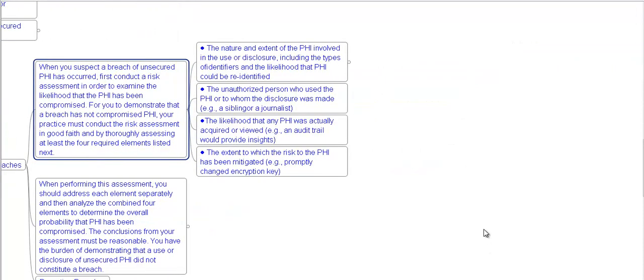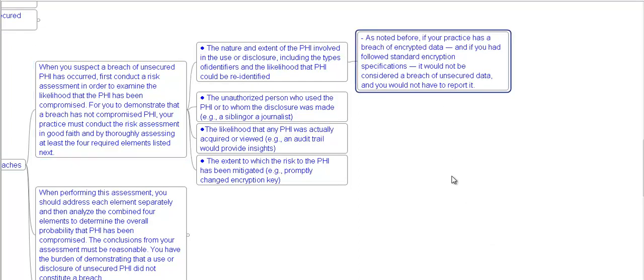The nature and extent of PHI involved in the use or disclosure, including the types of identifiers and the likelihood that PHI could be re-identified. As noted before, if your practice has a breach of encrypted data and if you had followed a standard encryption specification, it would not be considered a breach of unsecured data and you would not have to report it.